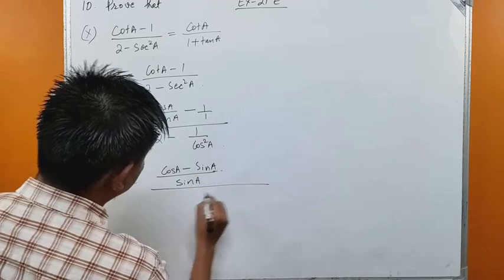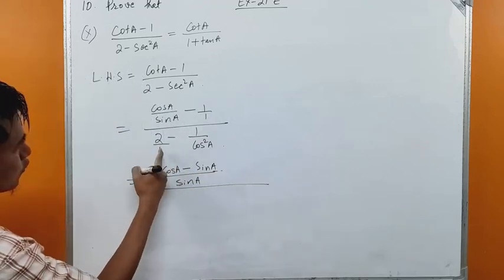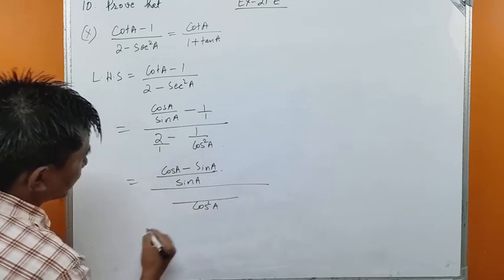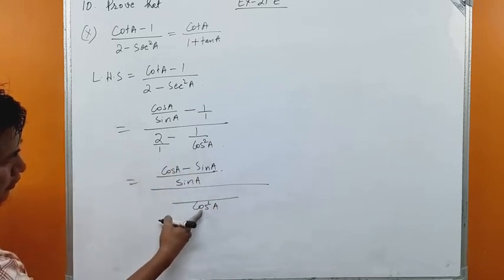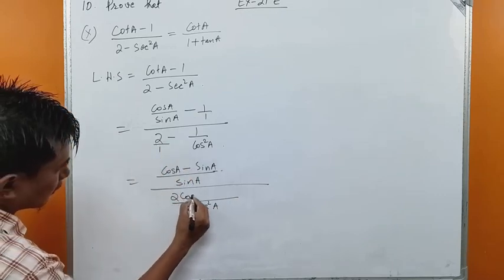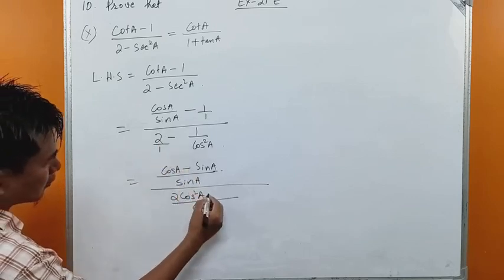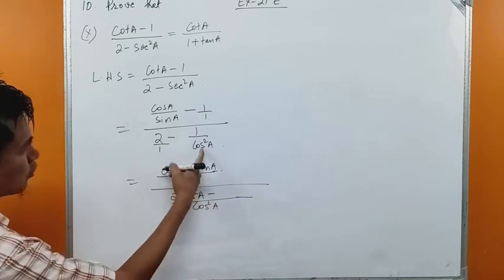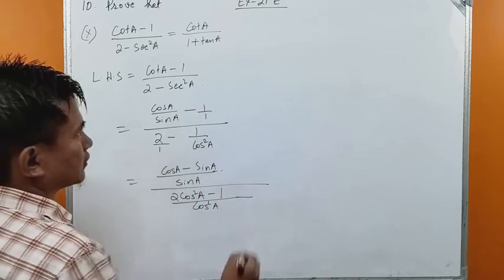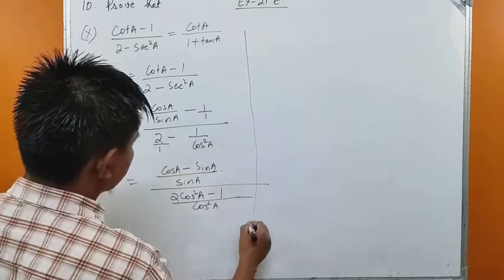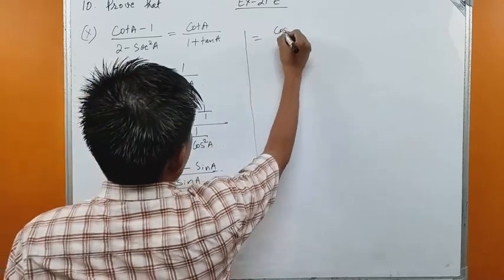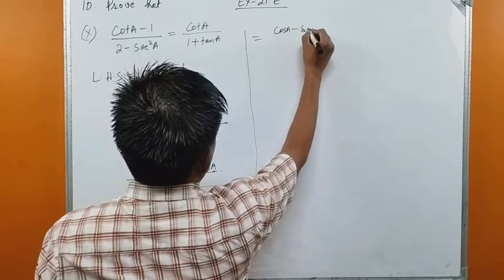And in the denominator we have 1 and cos square A, LCM will be cos square A upon 1 into cos square A gives us cos square A. So cos square A into 2, 2 cos square A. Minus sign comes here. So cos square A into 1 gives us cos square A. So 1 into 1, 1, isn't it? So let me continue here. Cos A minus sin A.